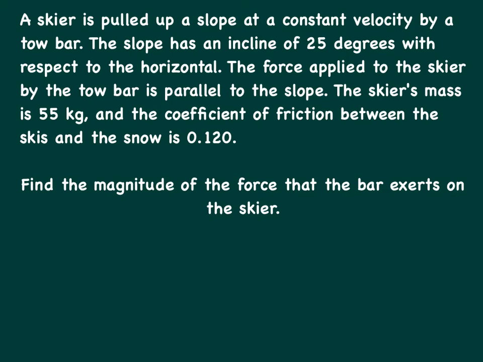A skier is pulled up a slope at a constant velocity by a tow bar. The slope has an incline of 25 degrees with respect to the horizontal. The force applied to the skier by the tow bar is parallel to the slope. The skier's mass is 55 kilograms and the coefficient of friction between the skis and the snow is 0.120. Find the magnitude of the force that the bar exerts on the skier.